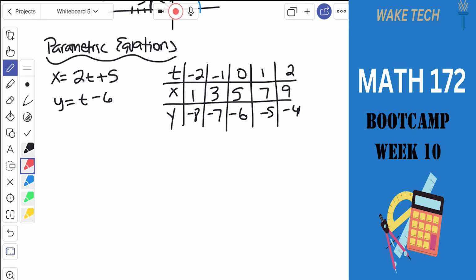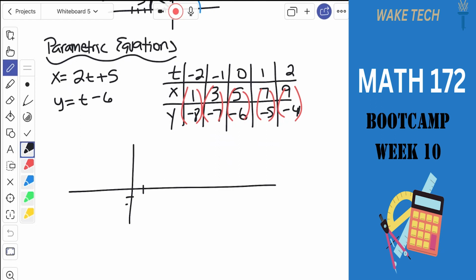But what we've got, though, is a series of ordered pairs, an x value with a y value, that we can plot to create a graph. (1, -8), (3, -7), (5, -6), (7, -5), and (9, -4). We can connect the dots to generate the graph.